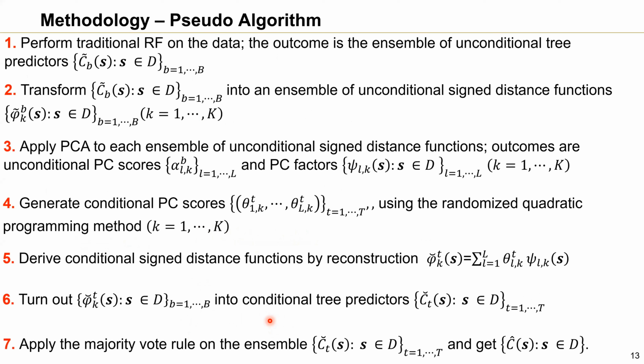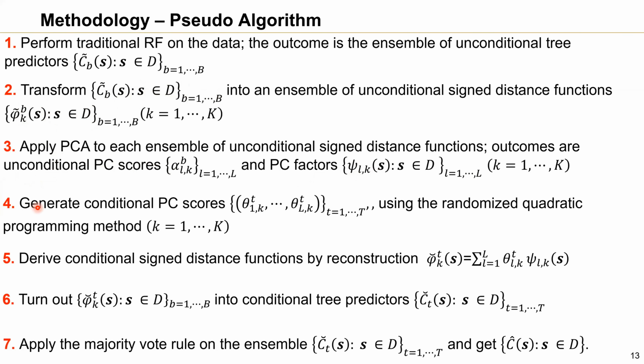So here, just to summarize the method. The first step, you apply the traditional random forest on your data, and the outcome is an ensemble of unconditional tree predictors. The second step, you transform this ensemble of unconditional tree predictors, which are categorical, into an ensemble of unconditional sign distance functions, which are continuous. And then the third step, you apply the PCA on each ensemble of unconditional sign distance functions, and the outcomes are the unconditional PC score and the PC factor for each category.